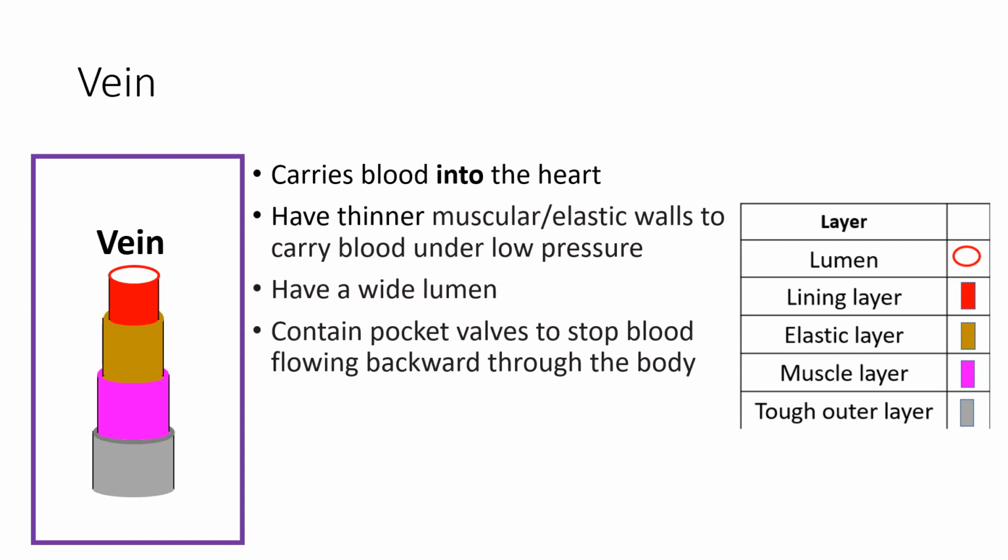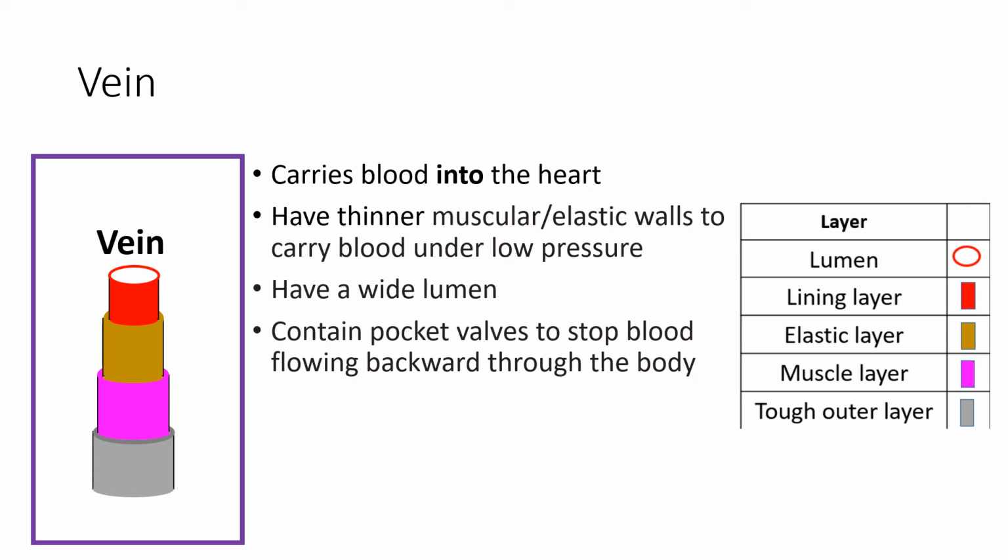In terms of veins, veins carry blood into the heart, and again, get that word into and keep repeating it because you're going to find it very useful when it comes to naming the different types of veins connected up to the heart. They have a much thinner muscular wall and elastic walls compared to the artery because they deal with blood under much lower pressure, but they have a much wider lumen. Again, the lumen is the gap that the blood actually flows through.